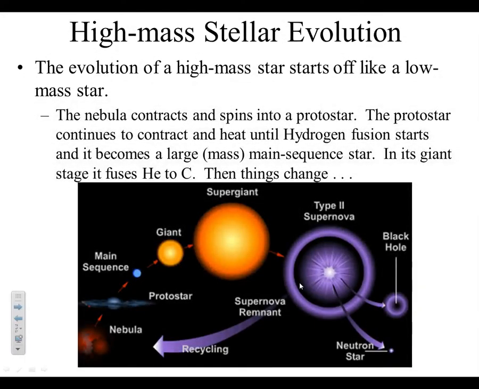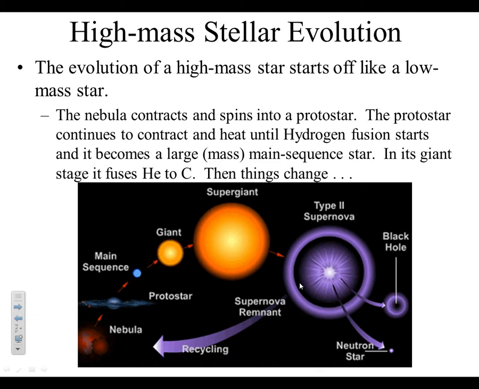We're now continuing our stellar evolution lesson. We already did the low mass stars and saw how they went from a nebula to a black dwarf. Now we're getting into the high mass stars. High mass, obviously a lot more massive than our sun.